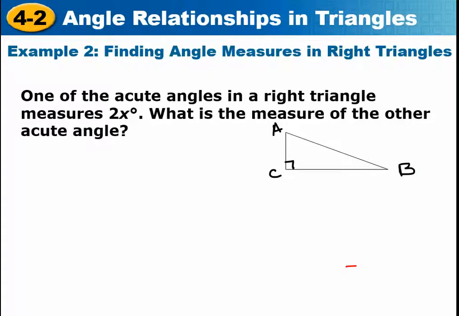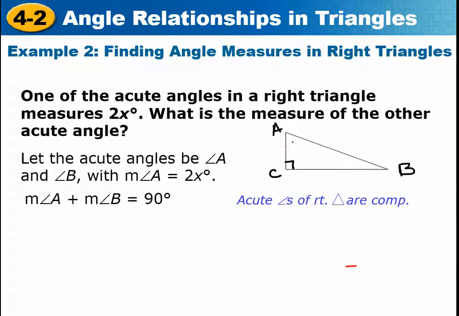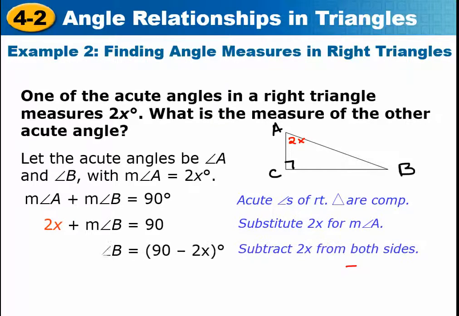All right, so in this one we have one of the acute angles in a right triangle measures 2x. What's the measure of the other acute angle? So what we're going to do is we're going to let one of the acute angles be 2x. We'll call this one 2x. And we know that that plus measure of angle B will equal 90. If we subtract 2x from both sides, we get that the measure of angle B is equal to 90 minus 2x.